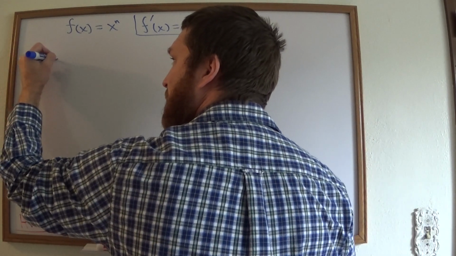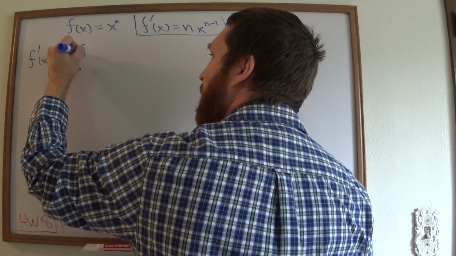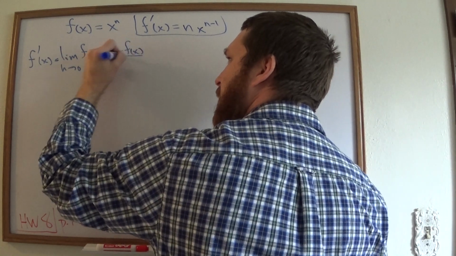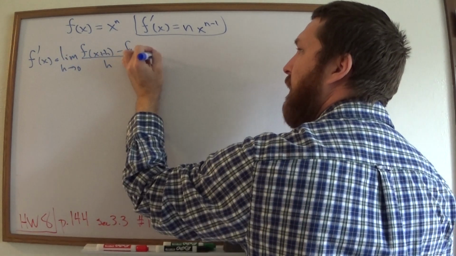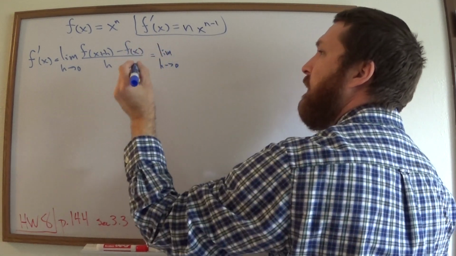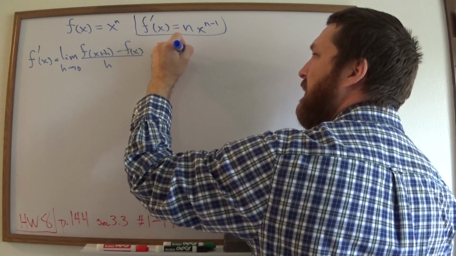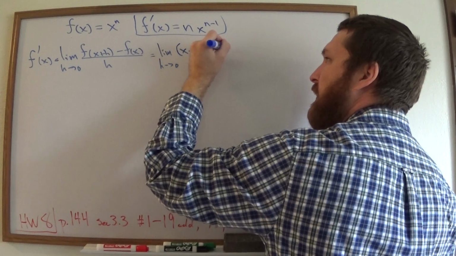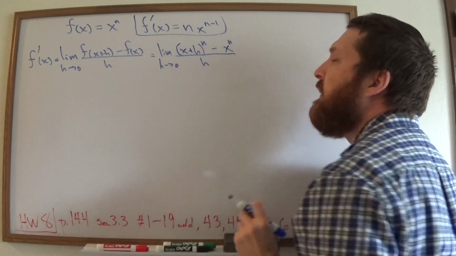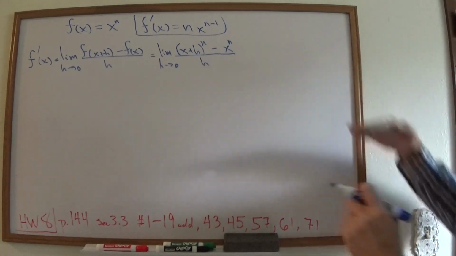f prime of x is equal to the limit as h drops to 0 of f of x plus h minus f of x all over h. Now, let's see what that means. Limit as h drops to 0 of x plus h raised to the n minus x to the n all over h. Now, this is where we're going to use the binomial theorem.